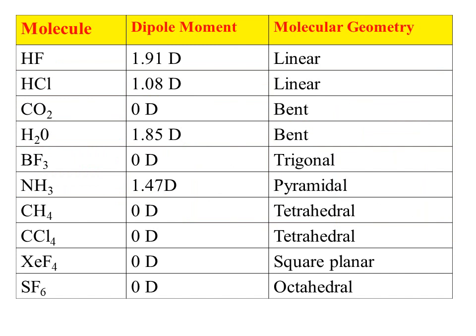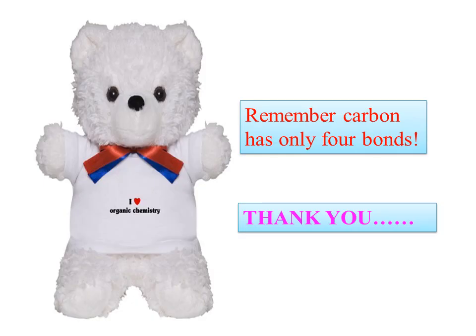So either based on dipole moment or based on the geometry or shape of the molecule: HF 1.91 linear, HCl 1.08 linear, carbon dioxide 0 linear, water 1.85 bent, BF3 0 trigonal planar, ammonia 1.47 pyramidal. Carbon tetrachloride, xenon tetrafluoride, and sulfur hexafluoride all have 0 D, because we consider them non-polar molecules with different shapes.